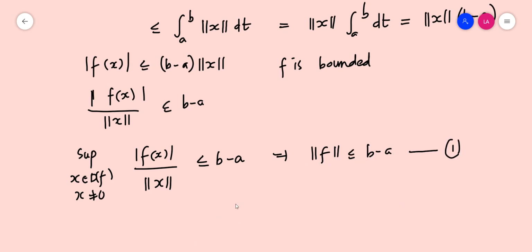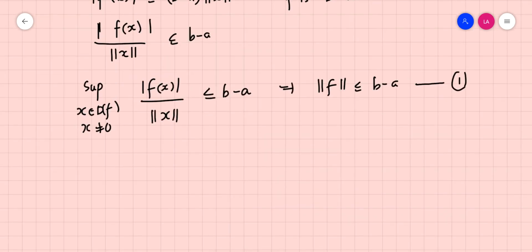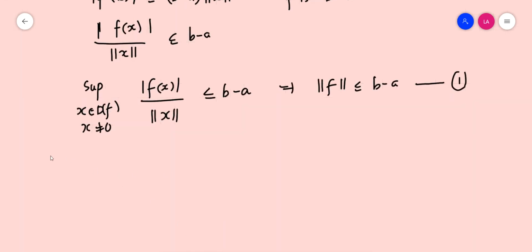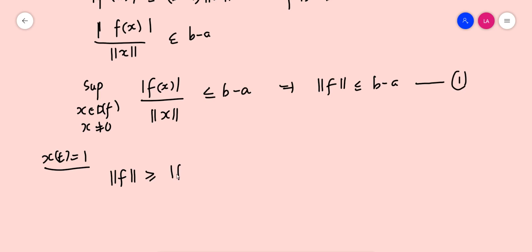Now moving on. If we take x of t as the function 1, since norm f is the supremum of all modulus of f of x by norm x, norm f should be greater than or equal to modulus of f of x of t by norm x of t.